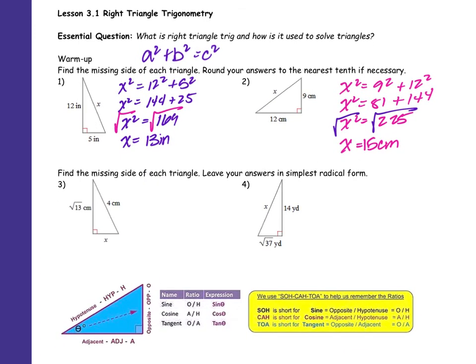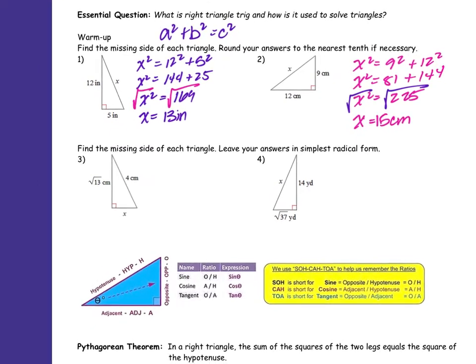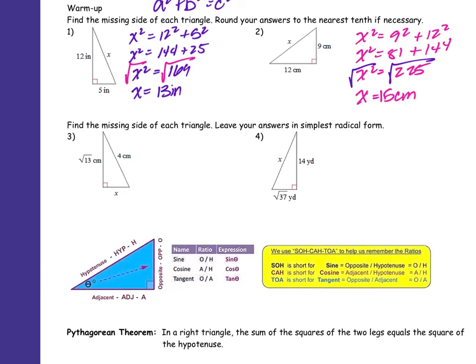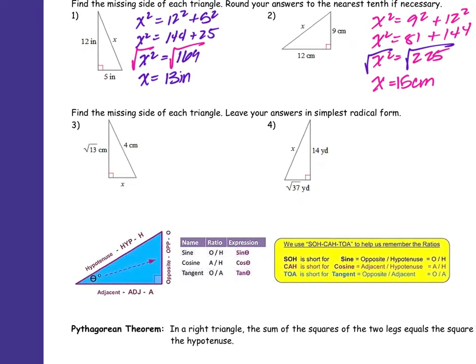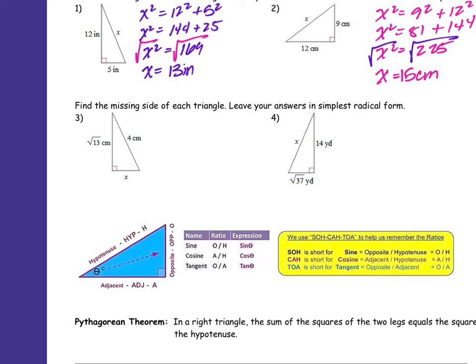They're still right triangles. I'm still going to find the missing side, except this time it said leave my answer in simplest radical form, which means if I have a root and it's not a perfect square root, I need to just leave it in simplified form, and that's it. So I'm going to do the same thing. So I've got x squared plus square root of 13 squared equals 4 squared.